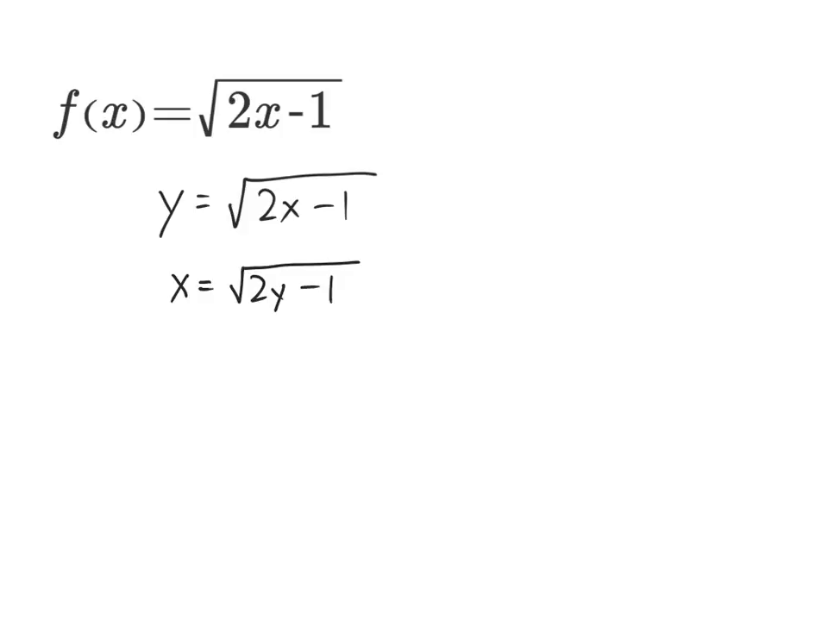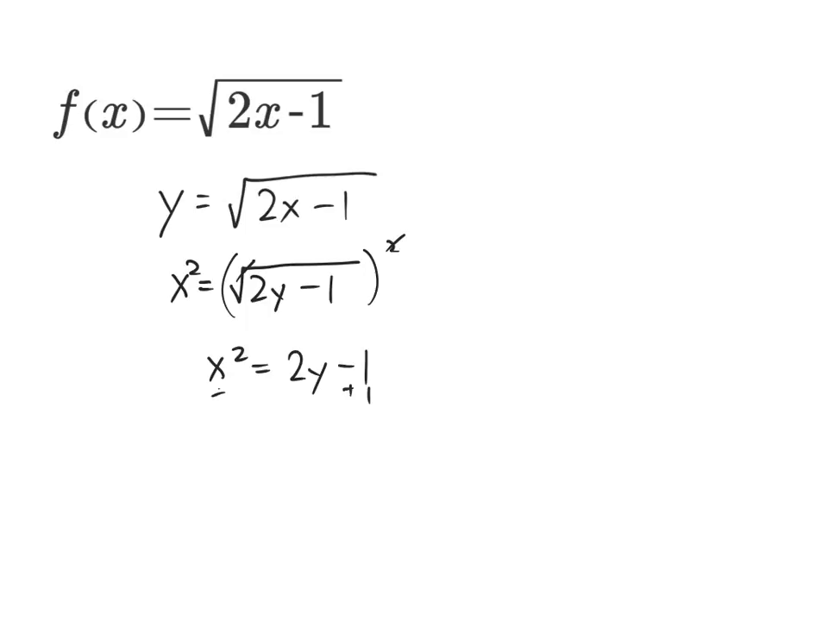Now we just solve for y. So I'm going to get rid of this square root. So I'm going to square both sides. And you end up getting x squared equals, well, that reduces with that, and you get 2y minus 1.